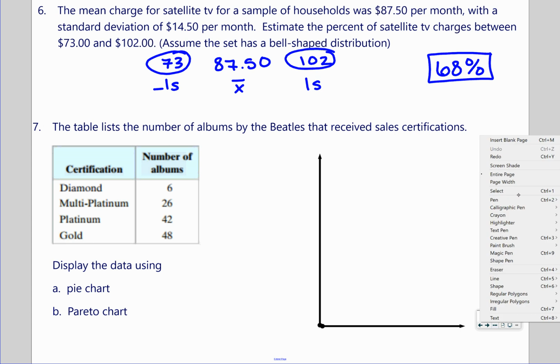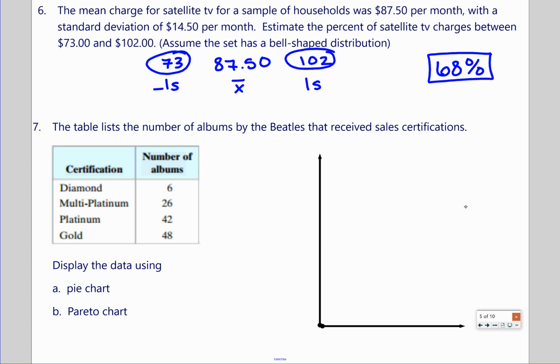Anytime you are making any sort of graph, you want to make sure you label your axes. So in this case, our certifications are going to make up our categories. Those are going to go at the bottom, and then the number of albums is going to go on my vertical axis there.